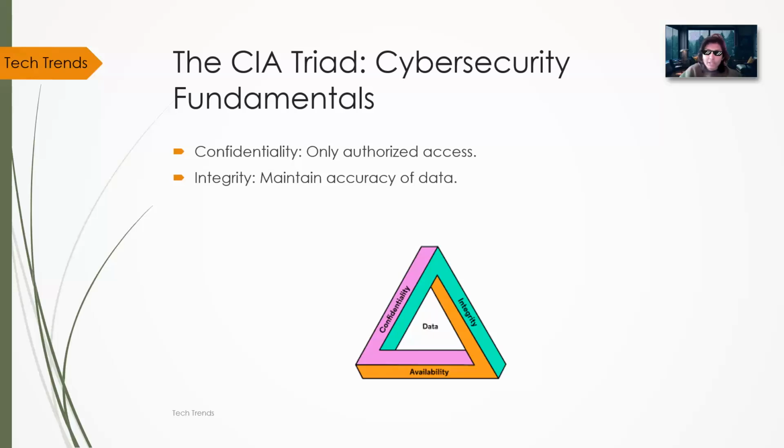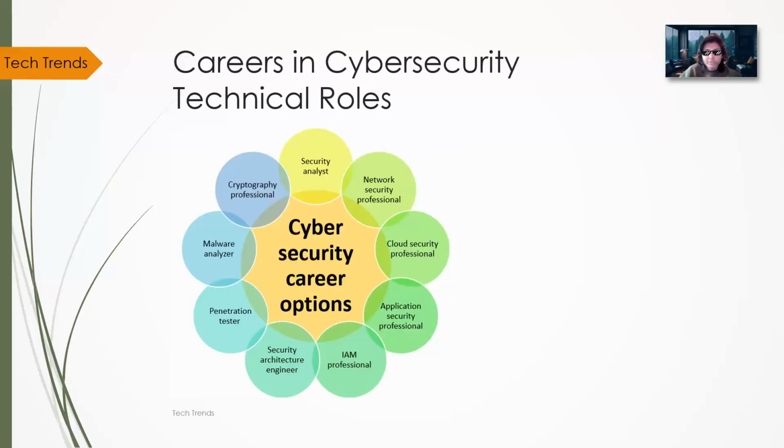Then we have A, which stands for availability. Do you have enough backups to get your system up and running after an outage? That's when availability comes in. All this together helps protect your data. So that's the CIA triad. Then we move on to careers in cybersecurity.